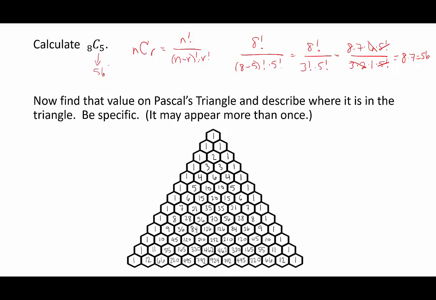Where do we see that in Pascal's triangle? And, whoa, wait, it might appear more than once. Let's see. Found it. Here's 1, and here's 2. And these are the only two places that I see a 56. Okay. So I see the 56s, and there's 2 of them.